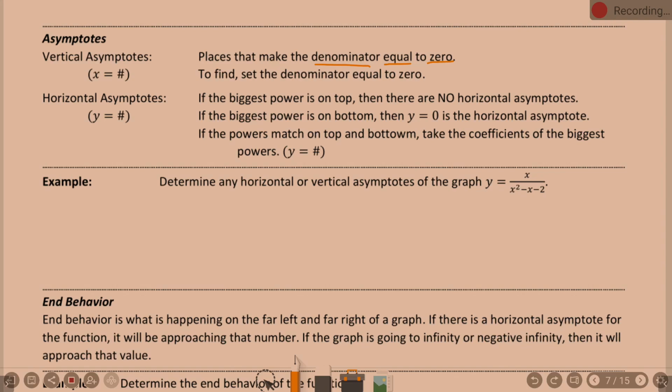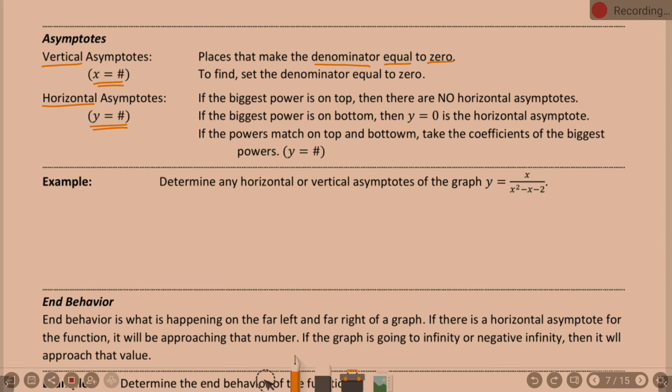That's going to be key there. To find them, you set your denominator equal to 0, because we want to know where it's going to equal 0. For a vertical asymptote, just like any vertical line, it's going to be x equals whatever that number is. Again, that can be found by setting your denominator equal to 0. Horizontal asymptotes are always y equals a number, because that's a horizontal line.